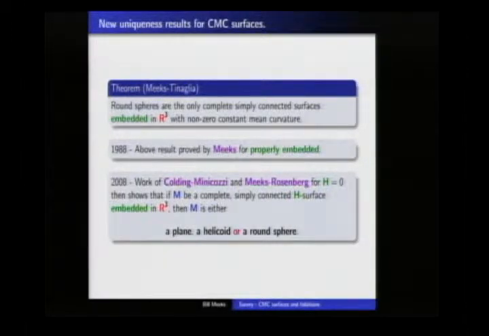So you have the plane, you have the helicoid, and you have the round sphere if you allow yourself to be minimal. So constant mean curvature, but maybe not zero. So that's the complete classification. What was kind of missing was the non-zero constant mean curvature case here. So it was a complete understanding of complete embedded H surfaces. Okay, so that's where we were.